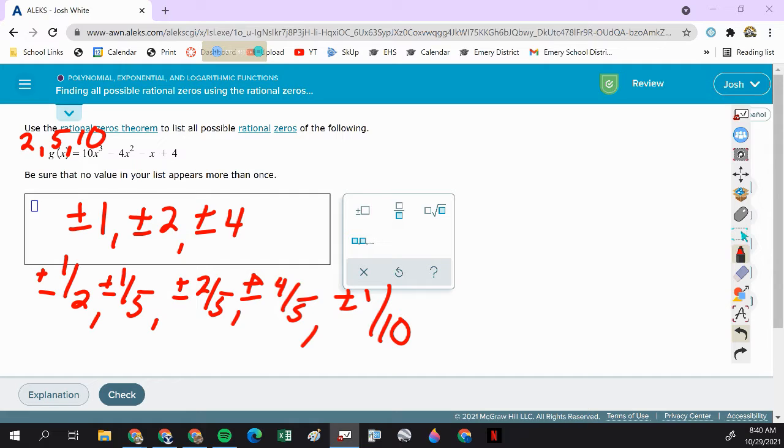Okay, is 1 going to work? 10 minus 4 minus 1 plus 4, is that 0? No. Is negative 1 going to work? Change the first one, change the third one. Does that add up to 0? Nope. So none of these work. Okay. So let's try 2. Am I missing any numbers? Nope. So 10, negative 4, negative 1, and 4.